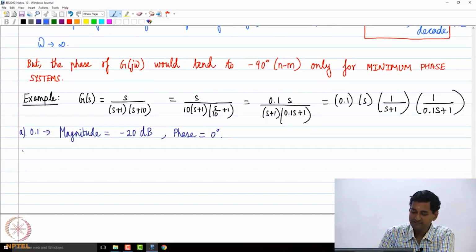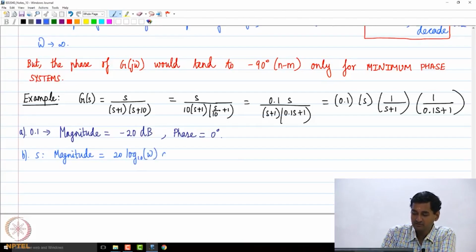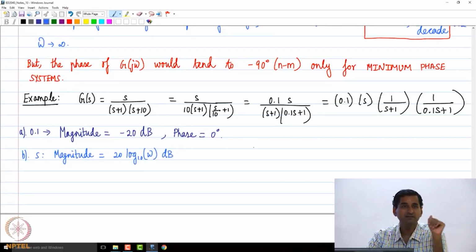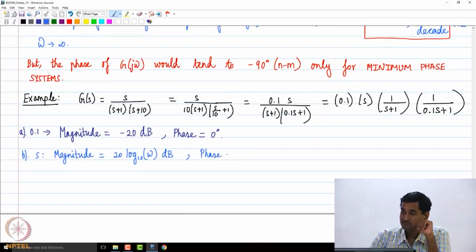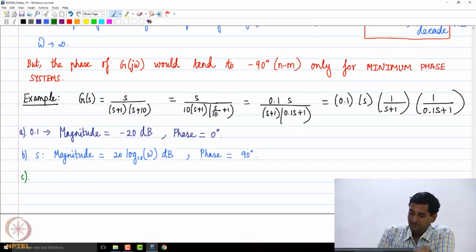So, then the second factor is s. What is its magnitude in decibels? If you recall, it was 20 log omega, right. So, you have a straight line with a slope of 20 decibels per decade, right. So, what is the phase? What is the phase of the s term? Plus 90 degrees, right. So, we discussed this. Okay. So, the third term is 1 by (s plus 1).